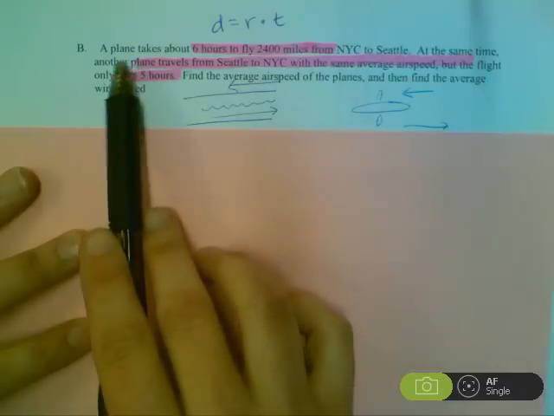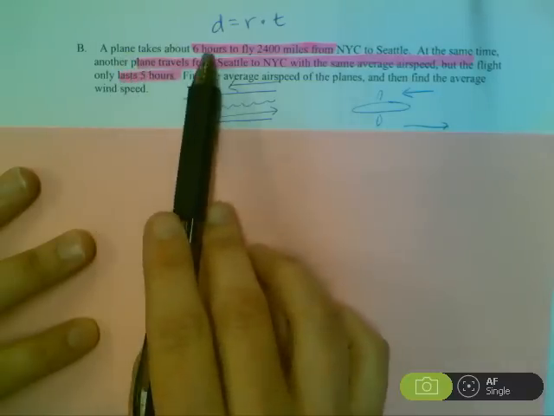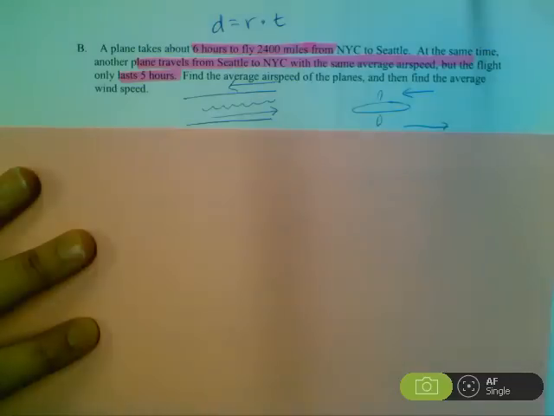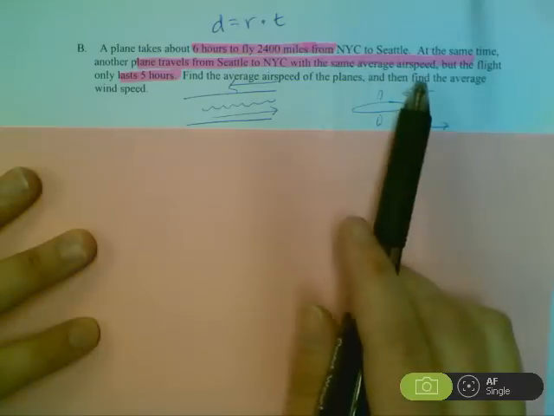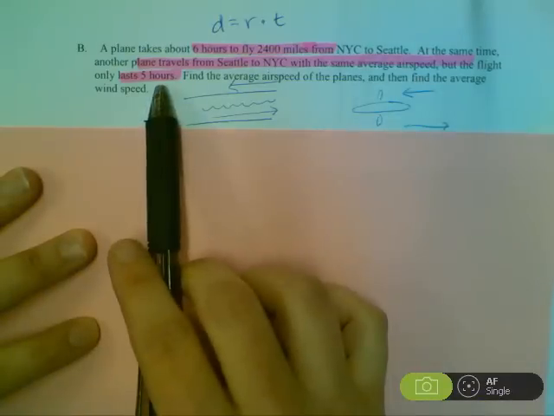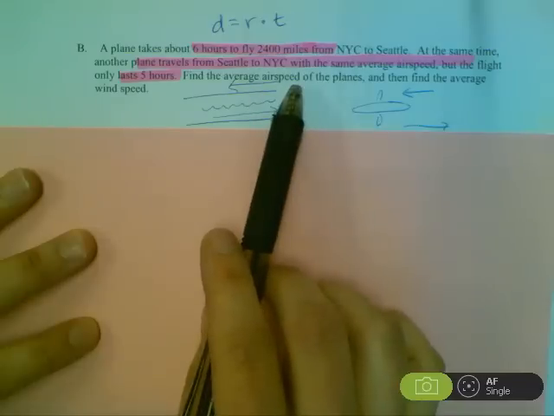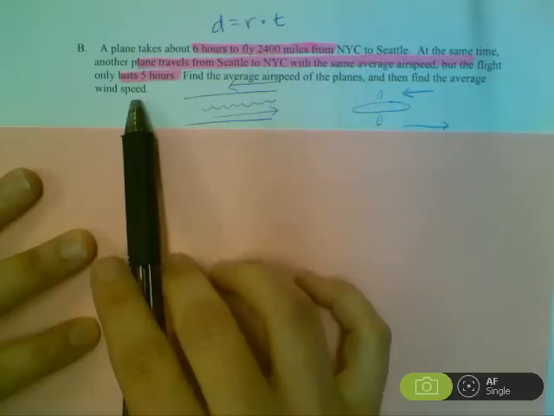If you take a look at our question, it says a plane takes about 6 hours to fly 2,400 miles from New York City to Seattle. At the same time, another plane travels from Seattle to New York City with the same average airspeed, but the flight only lasts 5 hours. We want to find the average airspeed of the planes as well as the average wind speed.